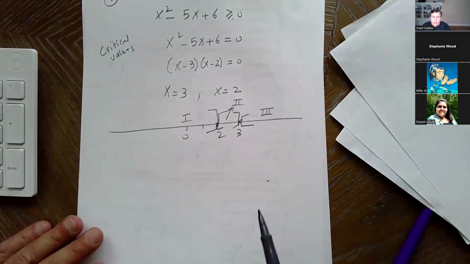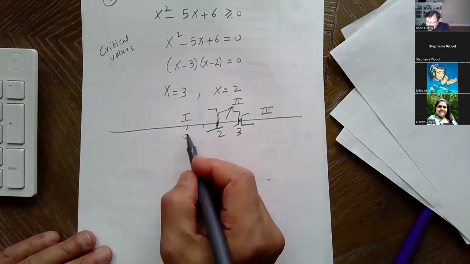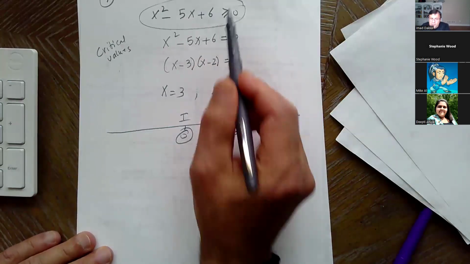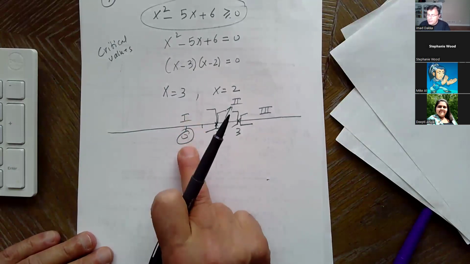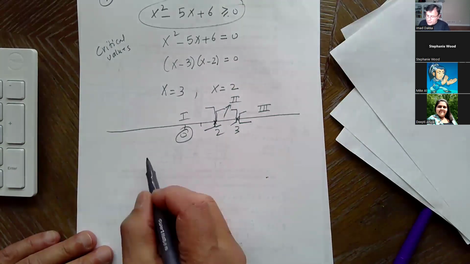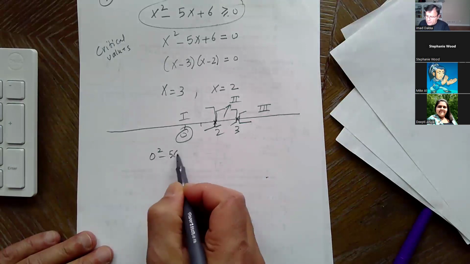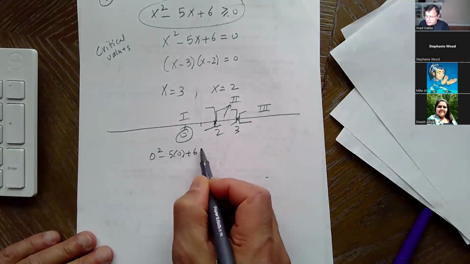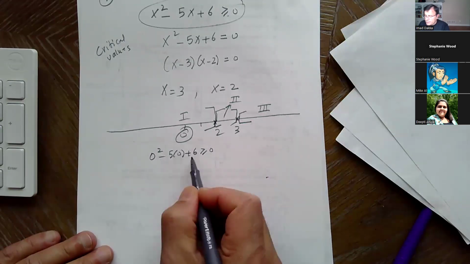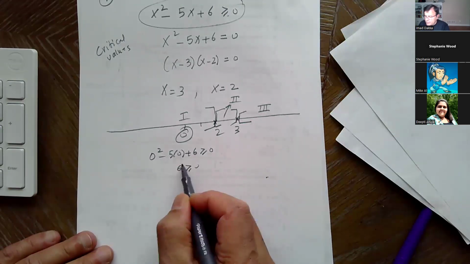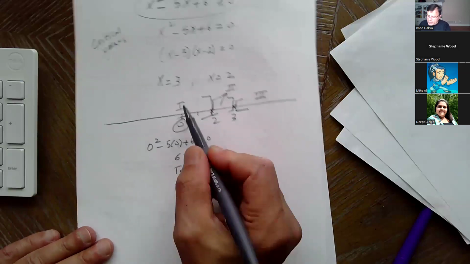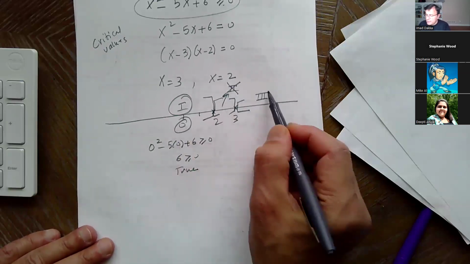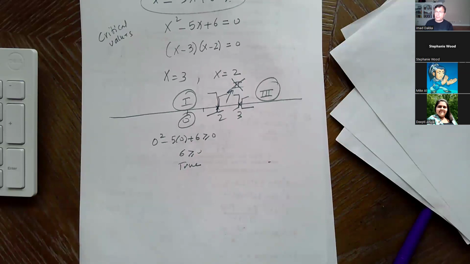And we're going to pick any one of them. The easiest one to pick is 0. We plug it in there. If 0 is a solution, then the whole interval is a solution. If 0 is not, then the whole interval is not. So 0 squared minus 5 times 0 plus 6. 0, 0, 6. It's true that 0 is a solution because 6 is greater than 0. So interval 1 is a solution, 2 is not, 3 is a solution. They alternate. Remember that.